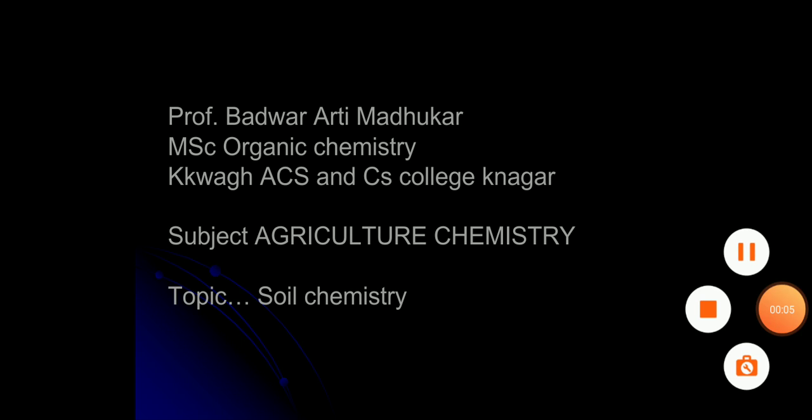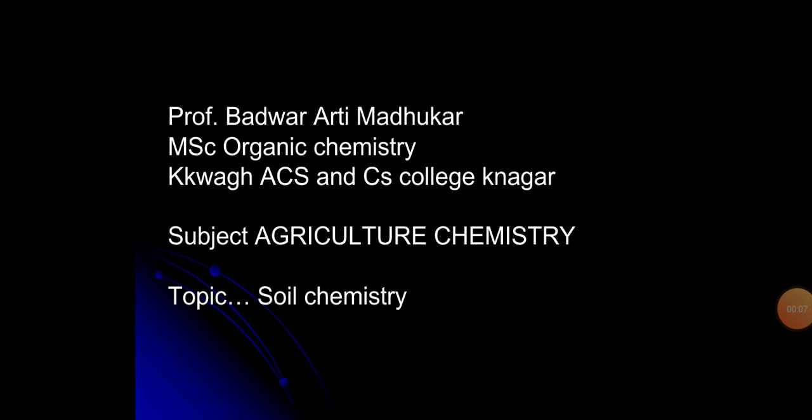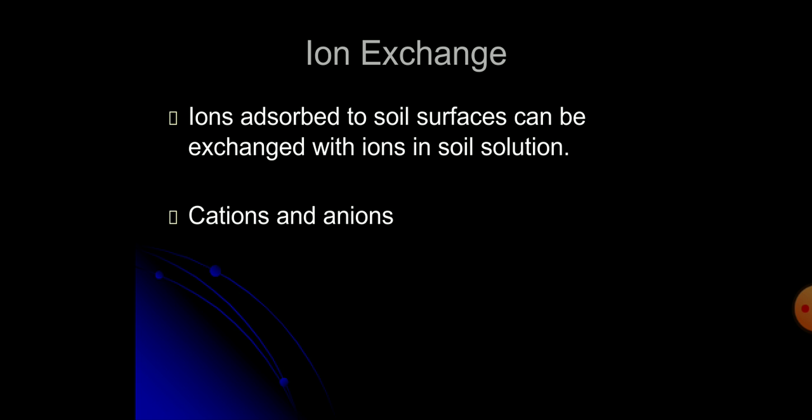Today I will discuss the chapter about soil chemistry. In soil chemistry, first we study the ion exchange topic. First, ions adsorbed to the soil surface can be exchanged with the ions in the solution, and second, there are cations and anions.